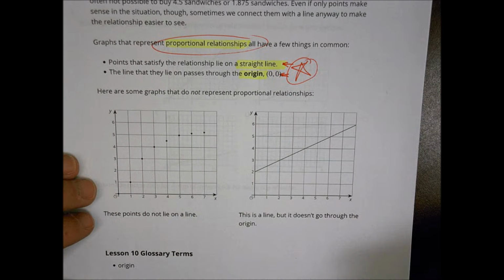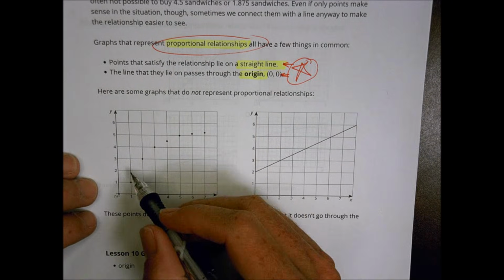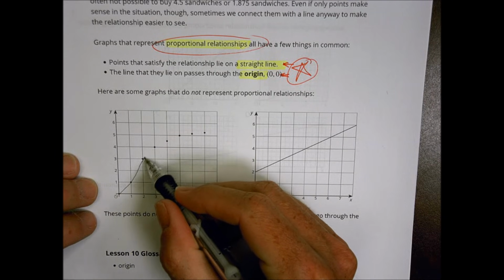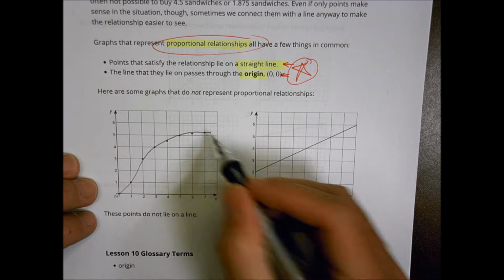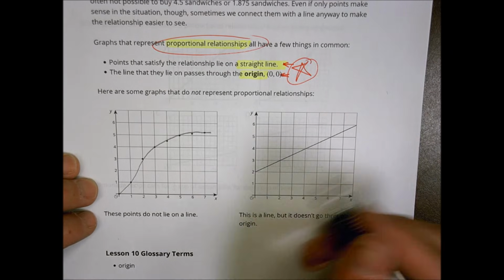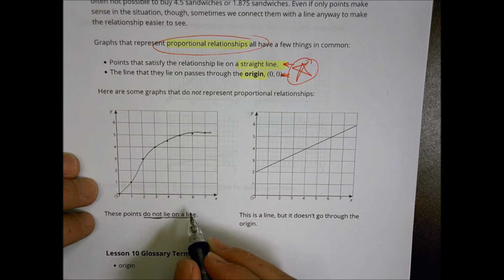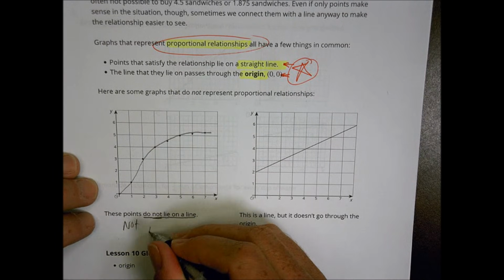So when you take a look at these points, if I was to plot them out, go like this to this to this to this to this. Is that a straight line? Nope. Okay, they're not on a line, so we'd say not proportional here.